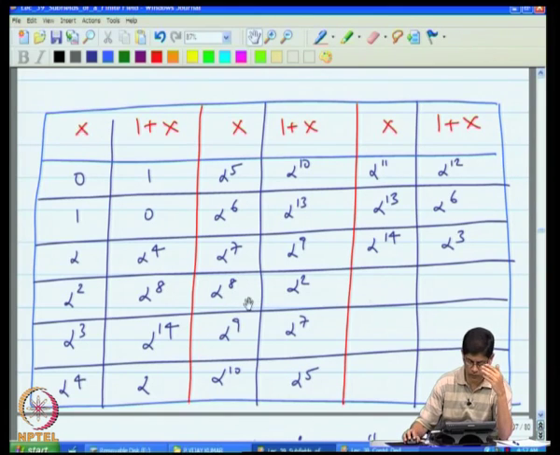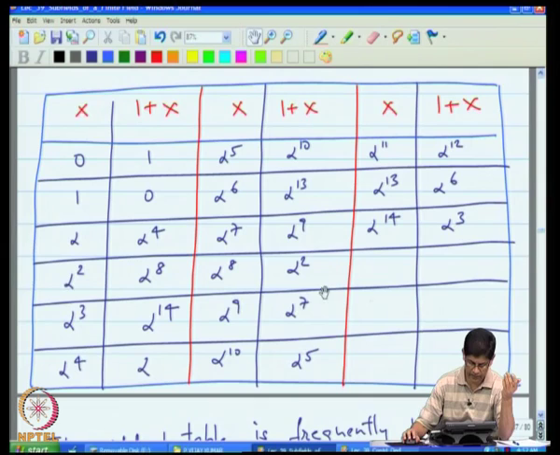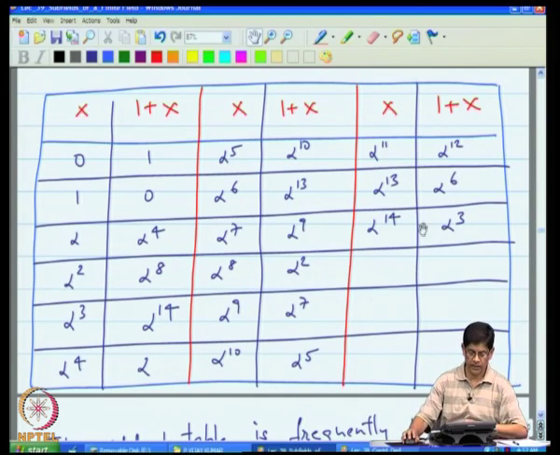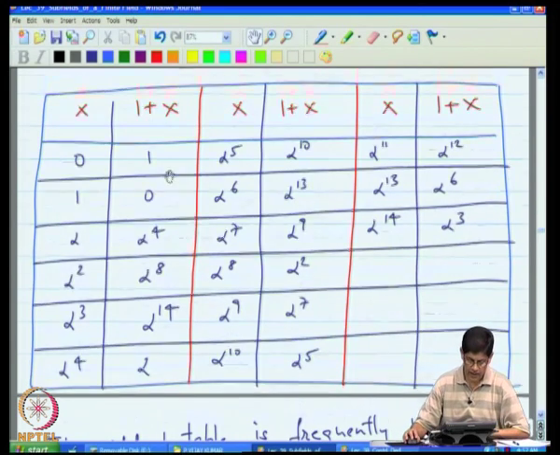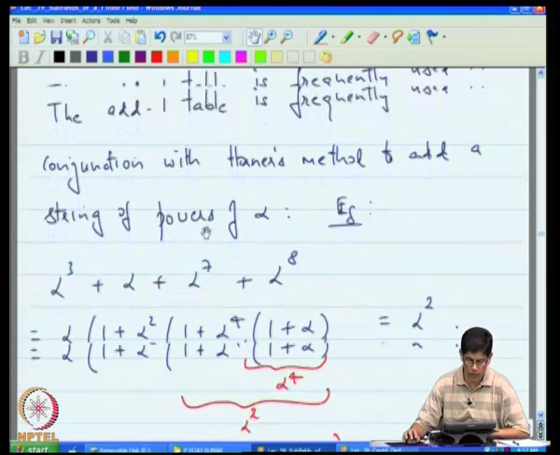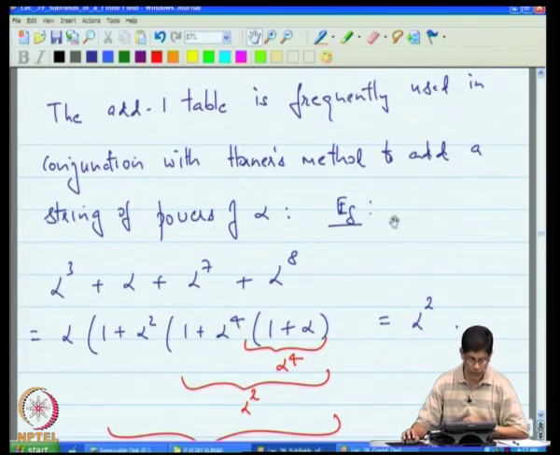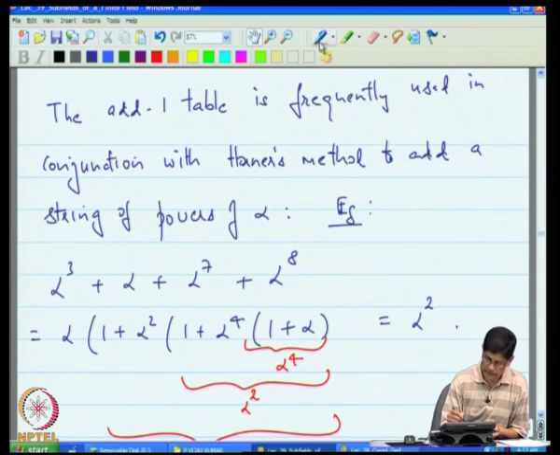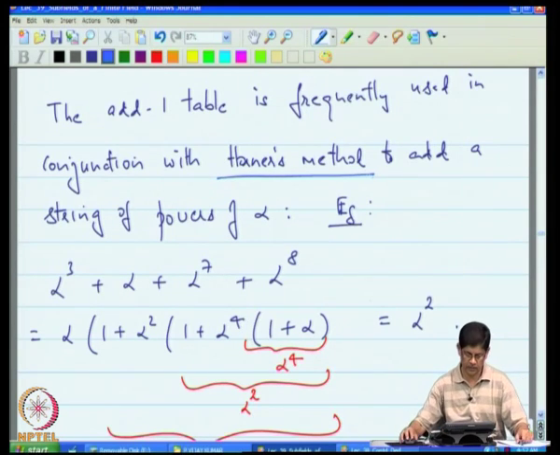The reverse is also true in the sense that if you take alpha to the 8 and add 1 to it, you will get alpha squared. So, similarly, alpha 3 plus 1 is alpha 14 and alpha 14 plus 1 is alpha 3. Okay. So, there is that symmetry. And how do you actually go about using this add-1 table? Well, you use this in conjunction with a method that is called Horner's method. So, here is Horner's method.